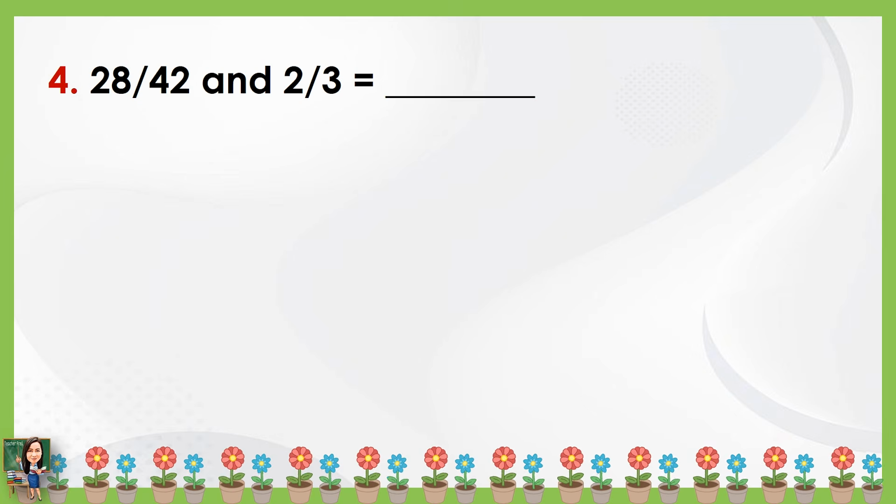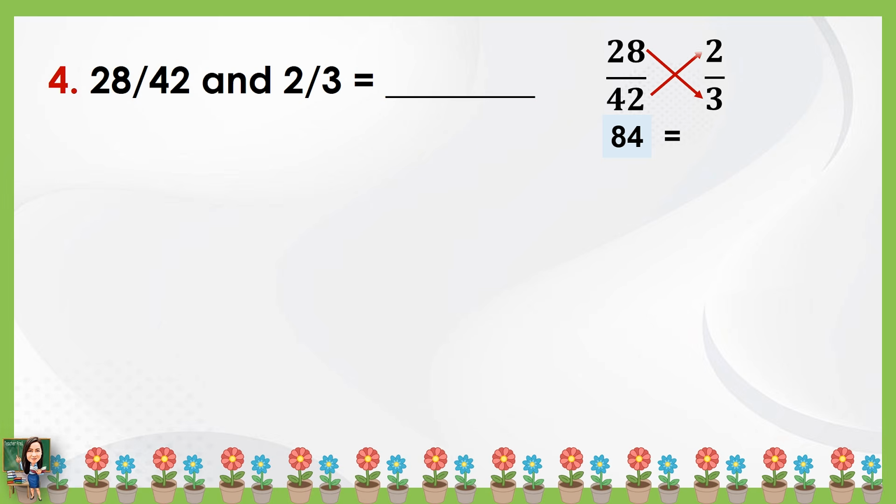Number 4. 28:42 and 2:3. In fraction form, 28/42 and 2/3. Get the cross products. 28 times 3 equals 84. 42 times 2 equals 84. Is it proportion or not? Very good. The answer is yes.